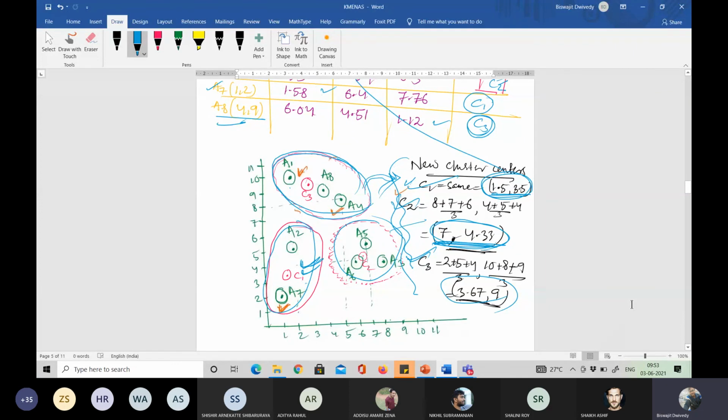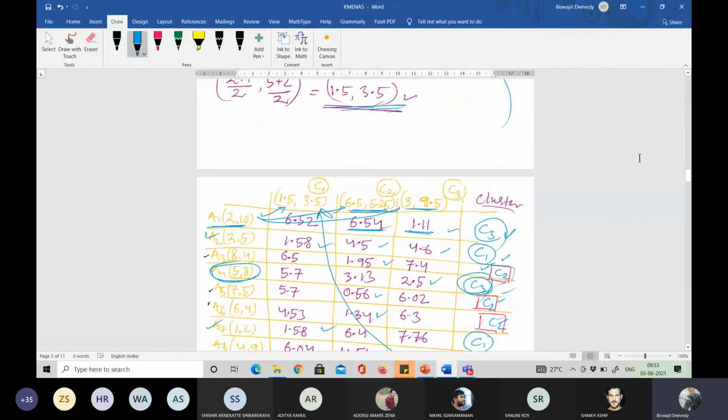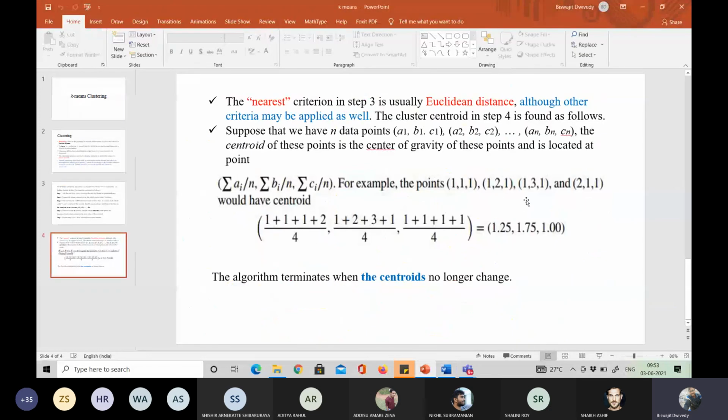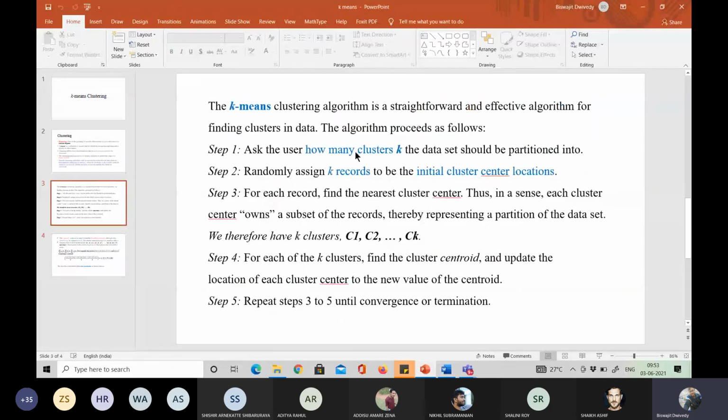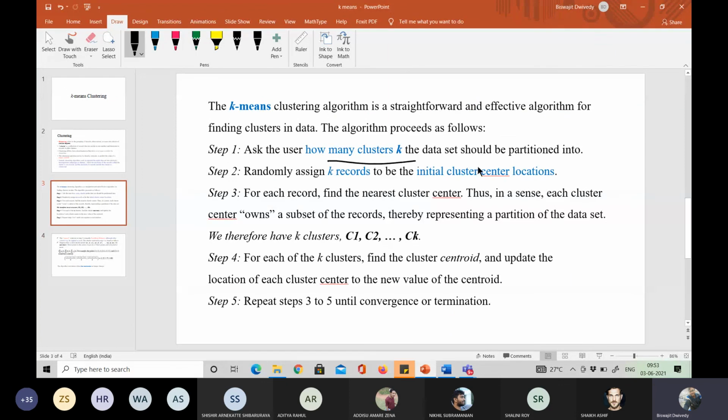I'll be posting this in your meetup also. Please go through this example, and from this example, you can understand what is written here in this algorithm. First we have to decide the number of clusters. After that, we have to choose the initial cluster center locations. I have already told you, you can pick some points from the data itself, or you can choose some points which are not in the data set. Those are just assumptions, and based upon that initial cluster center, we'll find the distance, and based upon the minimum distance, we'll assign the clusters.